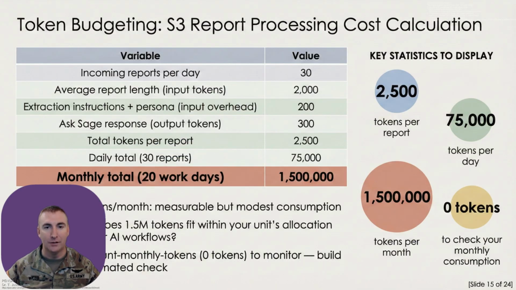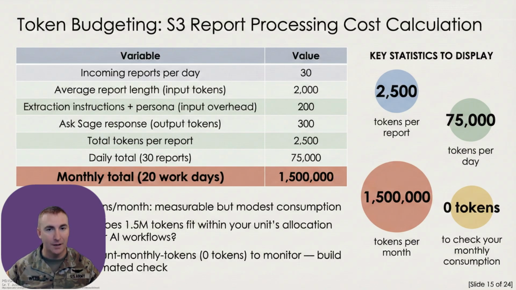Run out of tokens in week 2, and your unit has 0 AI capability for weeks 3 and 4. The math: 30 reports, 2,500 tokens each, 75,000 daily, 1.5 million monthly. That is measurable but modest. Build a monitoring flow using the free /server count monthly tokens endpoint. If consumption hits 70% before week 3, alert your workflow admin. Budget discipline for tokens follows the same logic as budget discipline for ammunition.